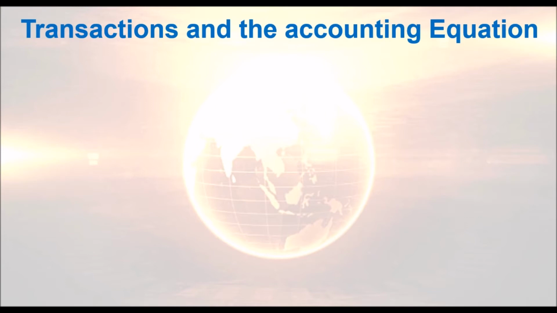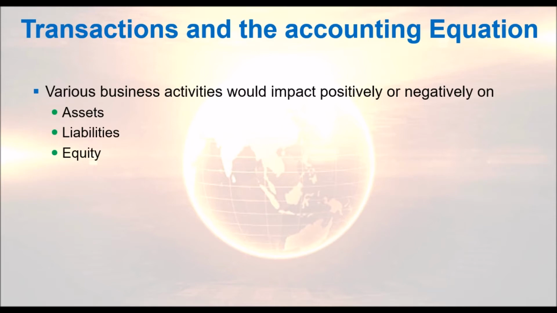Now, let's look at the transactions and their impact on the accounting equation. Various business activities could have an impact, positively or negatively, on the assets that the company has, the liabilities, the owner's equity. So various activities would impact or alter the amount of assets that you may have, or the amount of liabilities, or the amount of money you owe, or the equity.